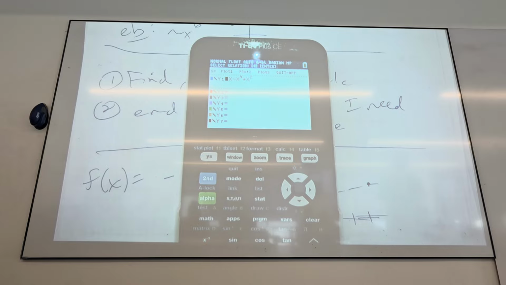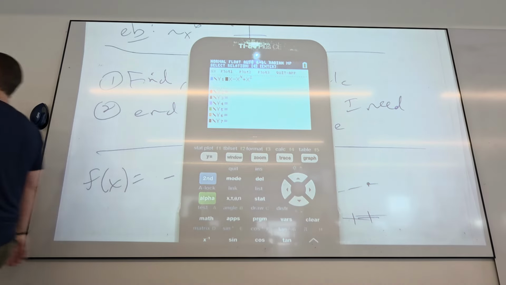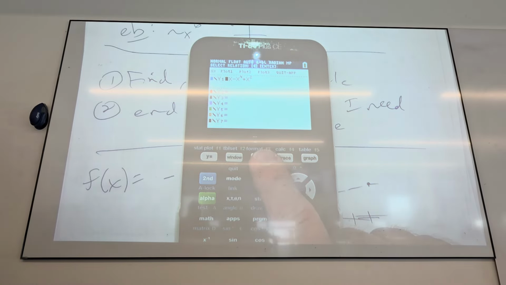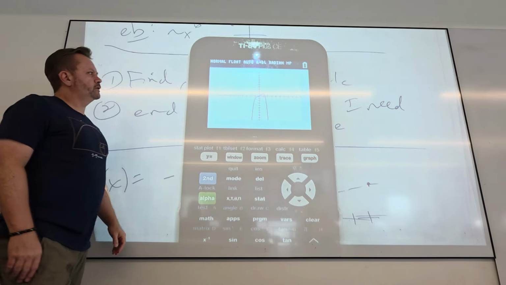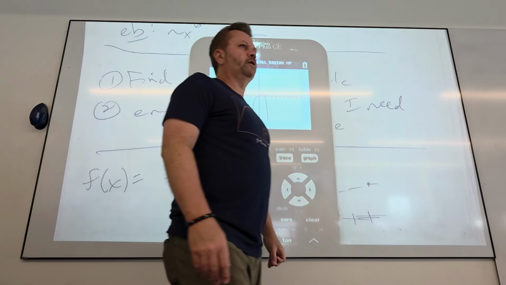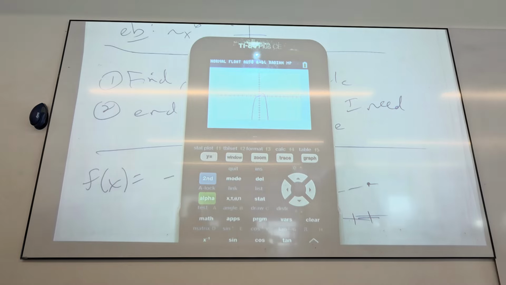So bear with me, x minus x to the fourth plus x squared. If you plug that in and hit zoom 6, you should get the same graph that I get here. Zoom 6 is a really good place to start. Does everybody see a maximum? Yeah.